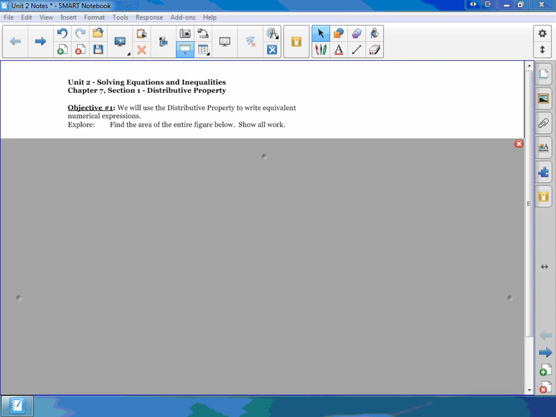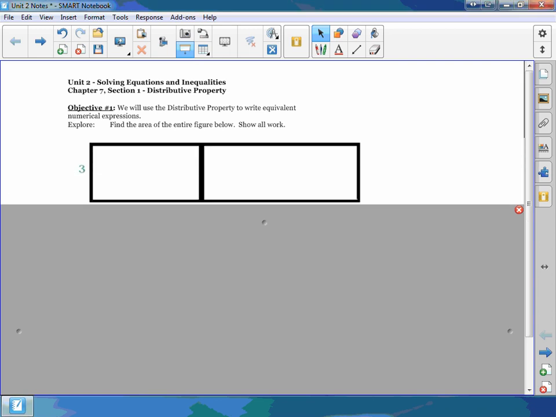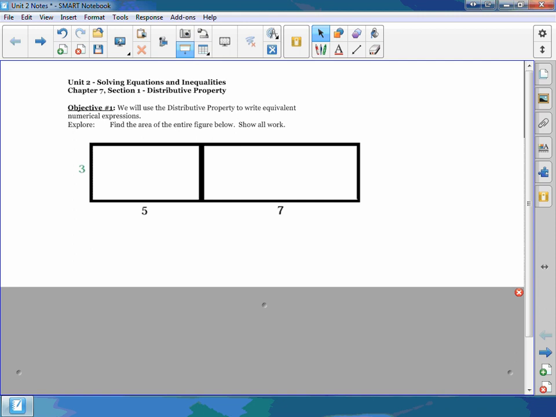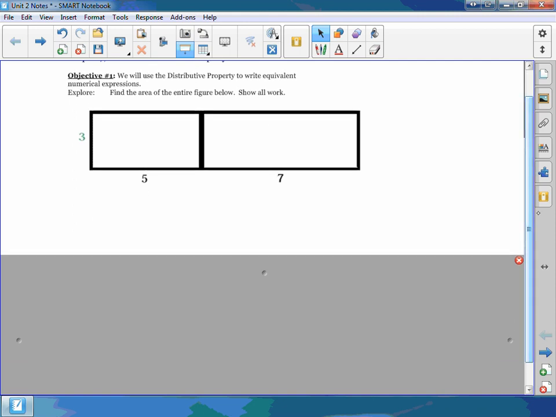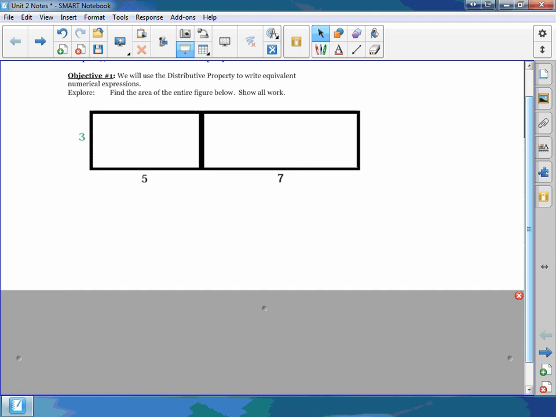All right, let's just jump right into this, and we're going to do a task that I like to do anytime we start this distributive property concept. It's a very basic task, and all I want you to do is find the area of the entire figure that you see on your paper, and write down the work that you did to find it. Pause the video right now, take a minute or two, work it out, and then we're going to talk about some possible solutions.